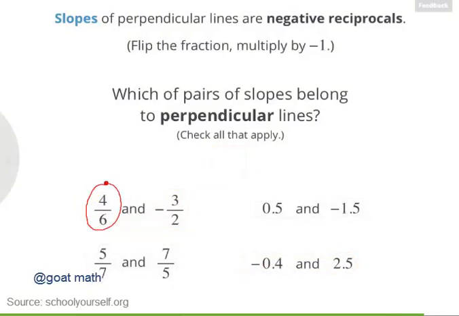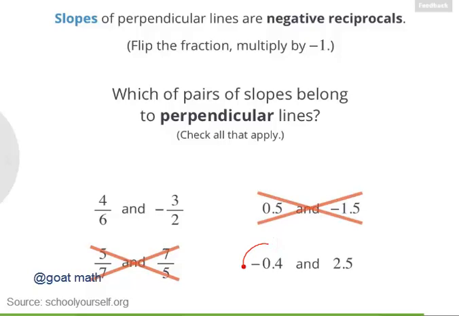You can simplify 4/6. It's the same thing as 2/3. 2/3 and -3/2 are negative reciprocals of each other, so these two slopes are perpendicular. 5/7 and 7/5 are reciprocals, but they are not negative reciprocals, so lines with these slopes are not perpendicular. Over here, 0.5 is the same thing as 1/2, and -1.5 is the same as -3/2. These numbers are not negative reciprocals, so they're not perpendicular.